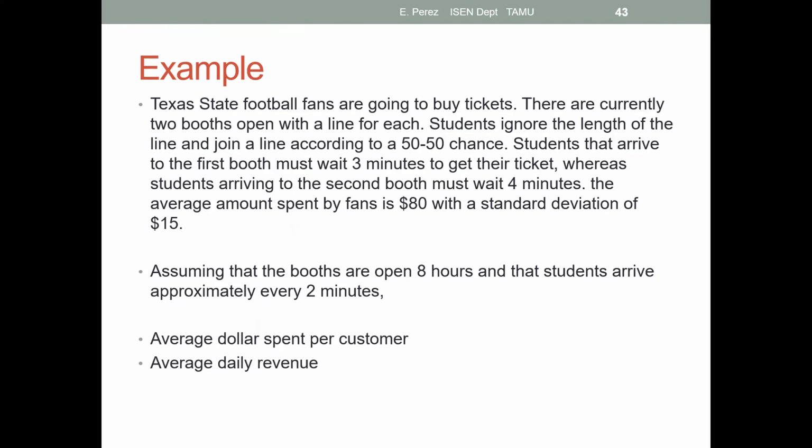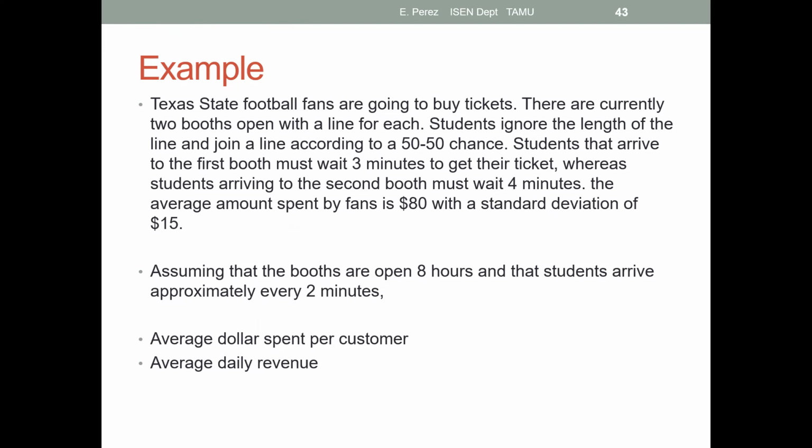So here's the example. We have Texas State football fans who are going to buy tickets. There are currently 2 booths open with a line for each. In this example, students ignore the length of the line and join a line according to a 50-50 chance. Students that arrive to the first booth must wait 3 minutes to get their tickets, whereas students arriving to the second booth must wait 4 minutes. The average amount spent by fans is $80 with a standard deviation of $15.